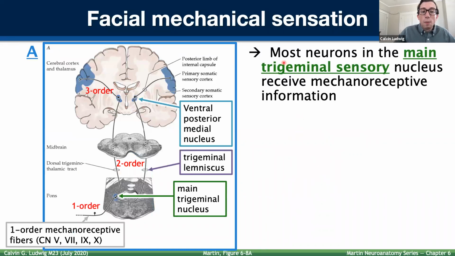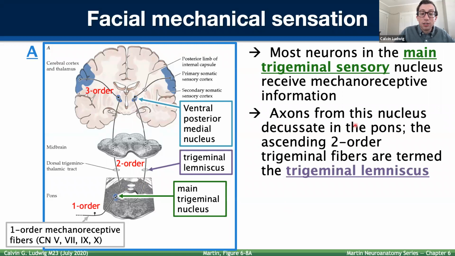First, most neurons in the main trigeminal nucleus, sectioned here in the pons in green. This main trigeminal sensory nucleus receives mechanoreceptive information from cranial nerves 5, 7, 9, and 10, which I have in the gray box. First order, they synapse here in that nucleus and then ascend, which I have a bullet on here. These axons from this nucleus decussate in the pons.